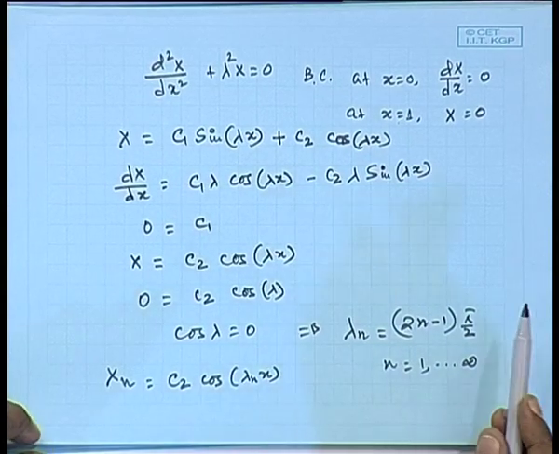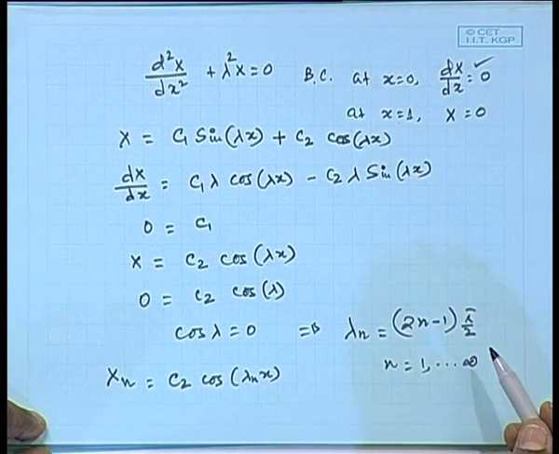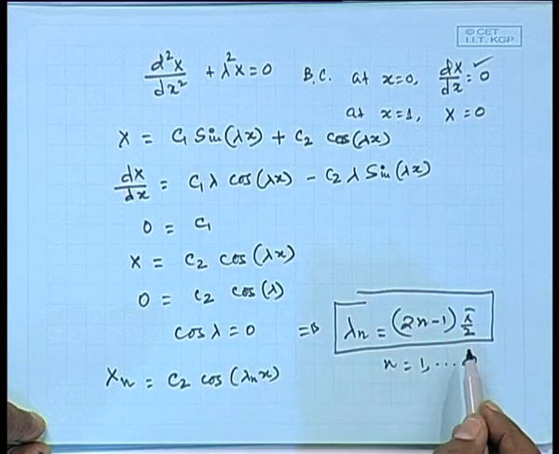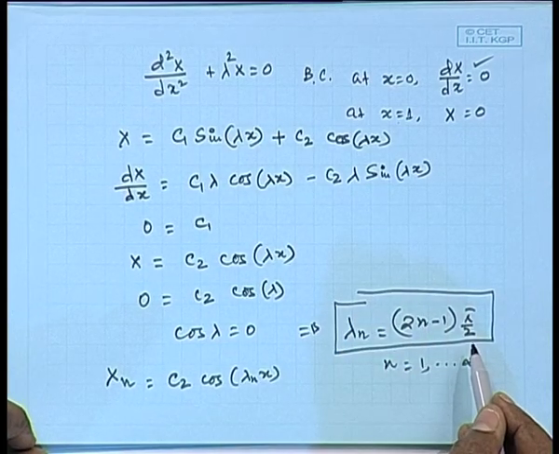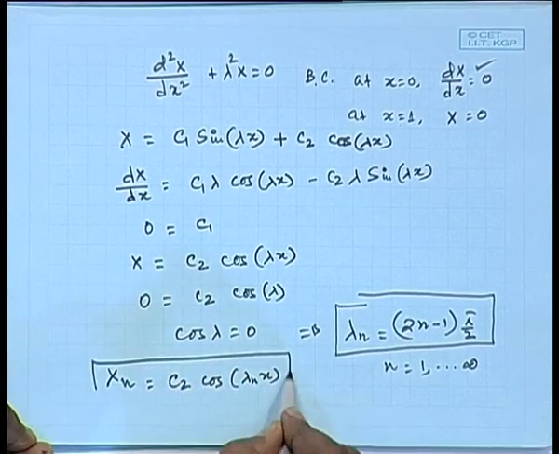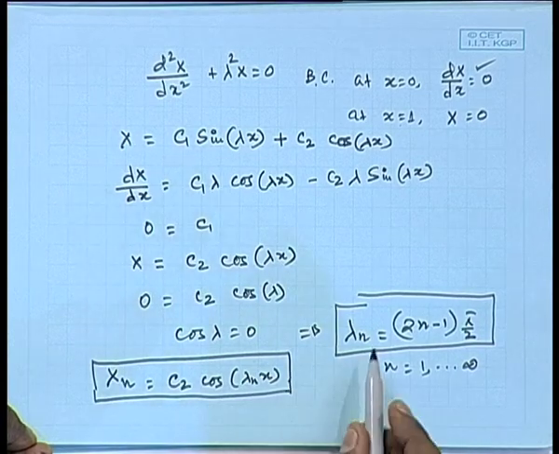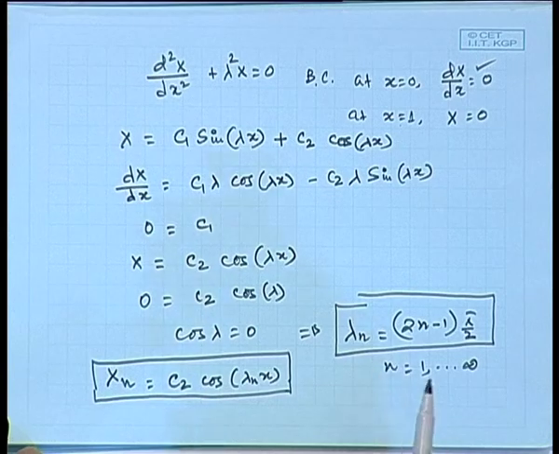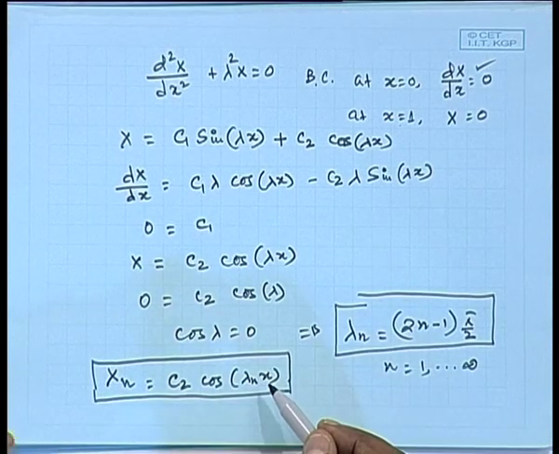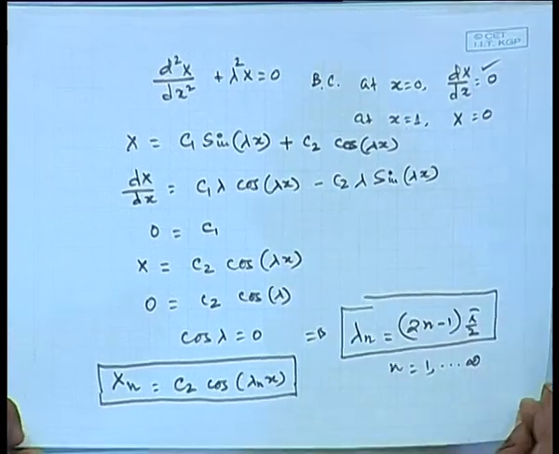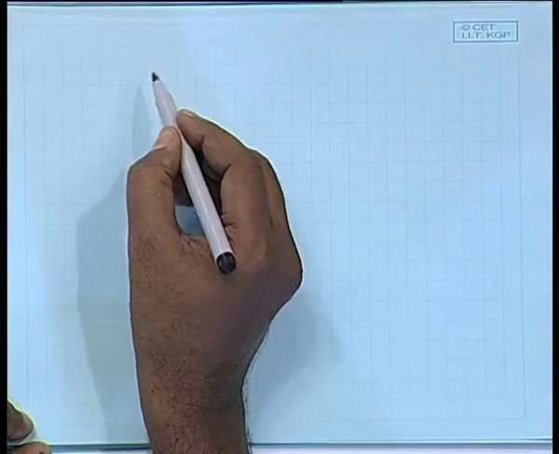So, in this case, when you will be having a gradient boundary condition or a derivative boundary condition, you will be having 2n minus 1 pi by 2 as your eigenvalue, and corresponding eigenfunctions will be the cosine functions. For the case of Dirichlet boundary conditions, you are having sine functions as the eigenfunctions and n pi are the eigenvalues. Now, in this case, the cosine functions are eigenfunctions and 2n minus 1 pi by 2 are the eigenvalues. So, once you get this, you can construct the nth solution.